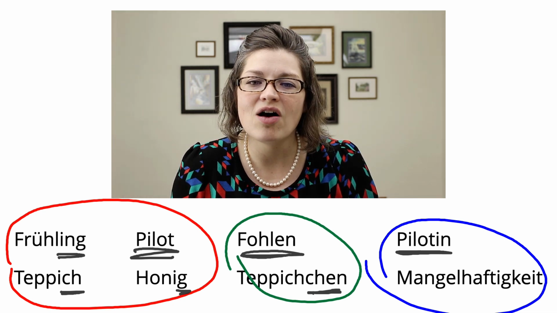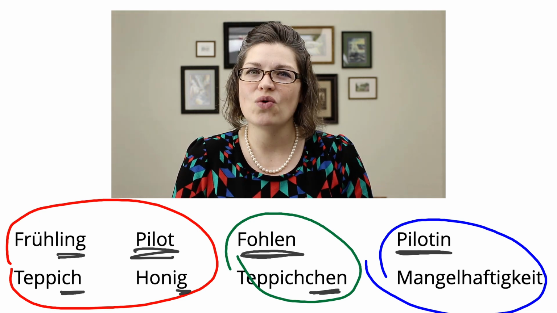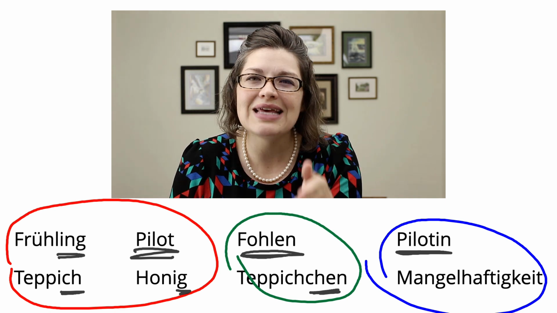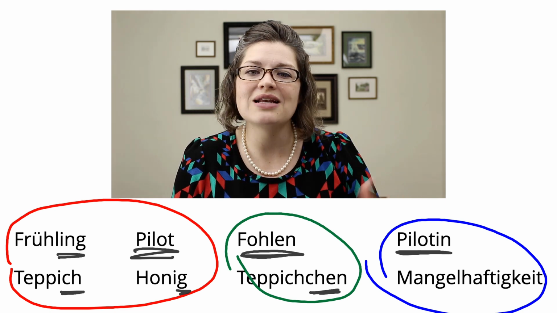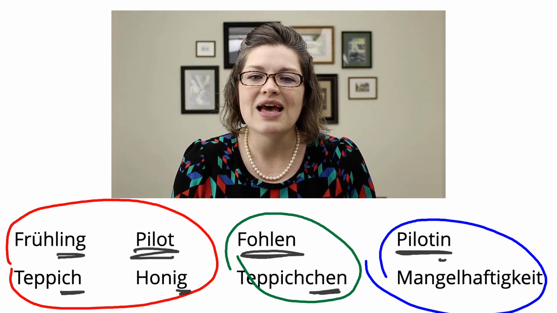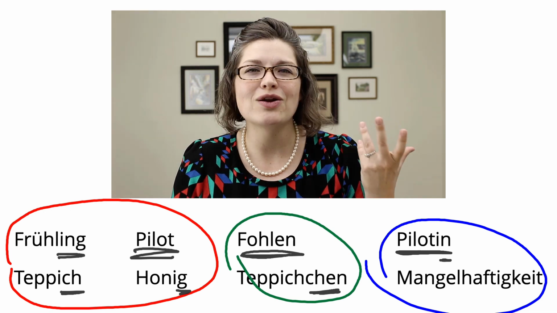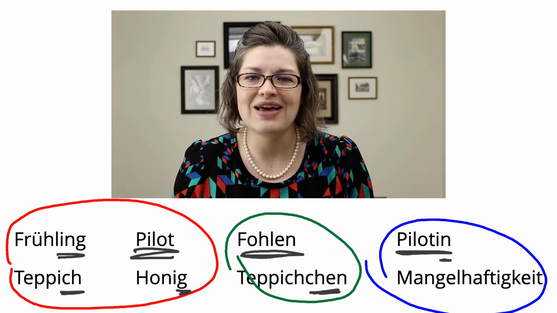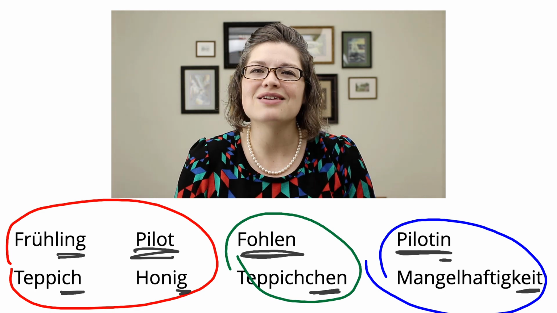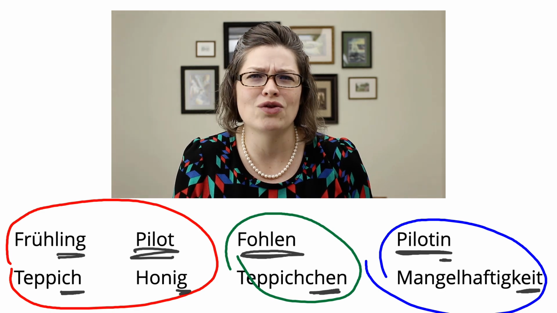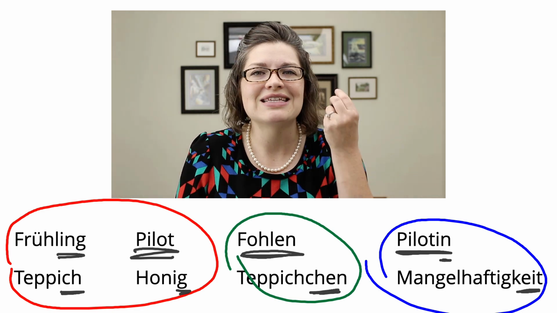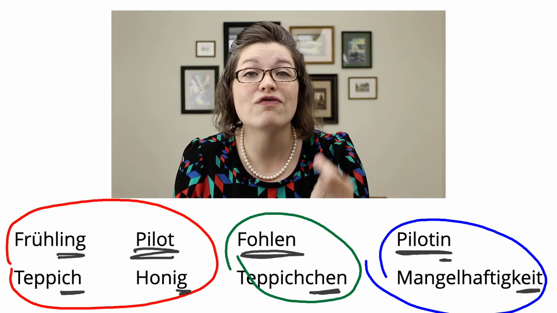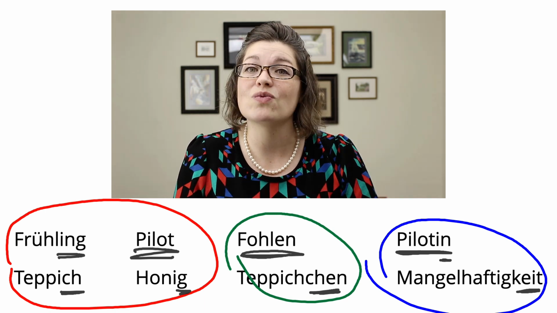This chen on Teppichchen tells me that it's going to be das Teppichchen, because chen is a neuter noun ending. And then likewise, the in on Piloten, that's how I knew it was a female pilot, okay? And this keit on the end of even a long, intimidating looking word like Mangelhaftigkeit, it's that keit that tells me this is a feminine noun. It is going to be paired with die.